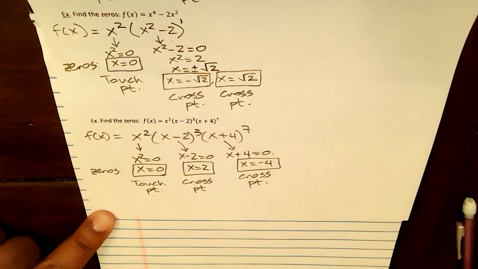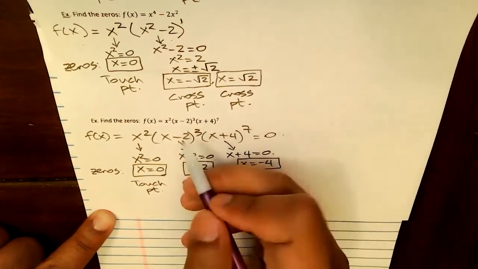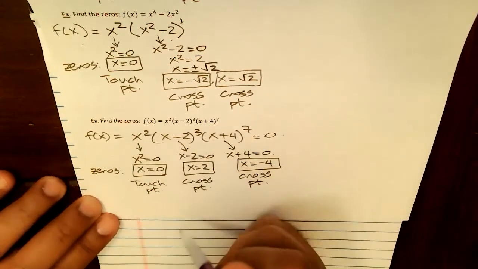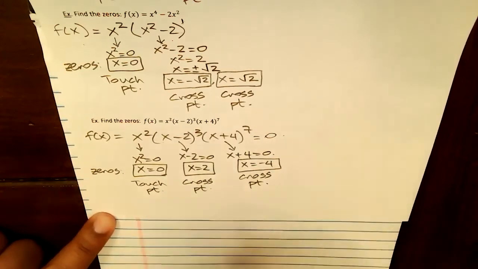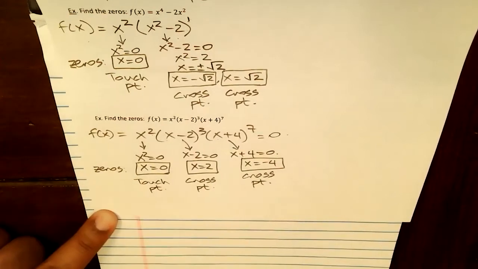So that's how we find the zeros. We first factor our function and we set it equal to 0. We set each factor equal to 0 and solve for x. And then to determine if it's crossing or touching, we look at the power of each factor.